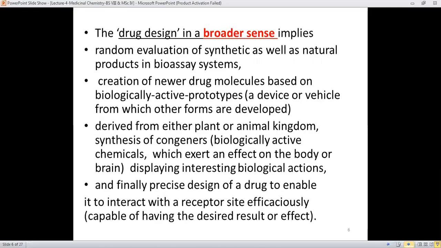Drug design, in the broader sense, implies the random evaluation of synthetic as well as natural products in the bioassay system. It means that there are many molecules synthesized through many series and many protocols. If we want to synthesize a certain aldehyde or alcohol, there may be more than one route. Many molecules are collected through different synthetic protocols, and also from natural products.